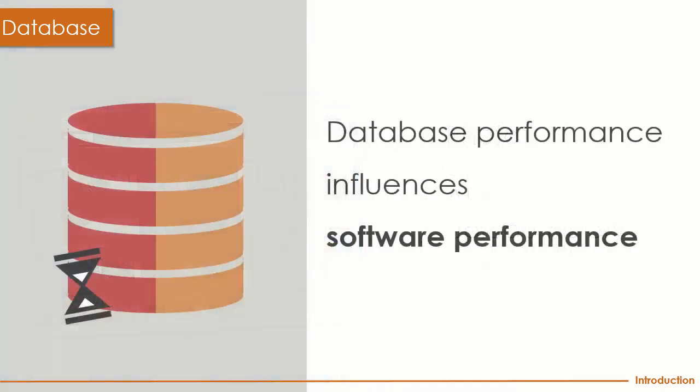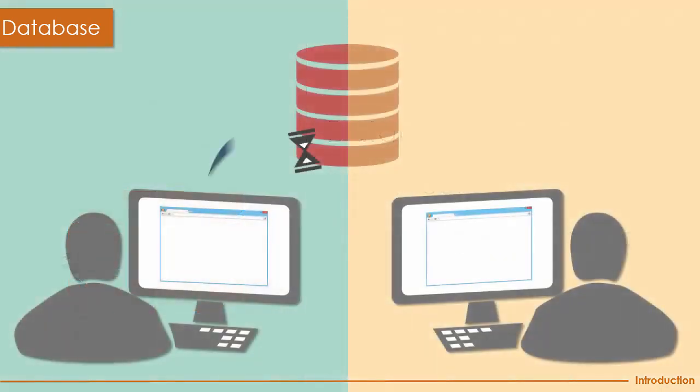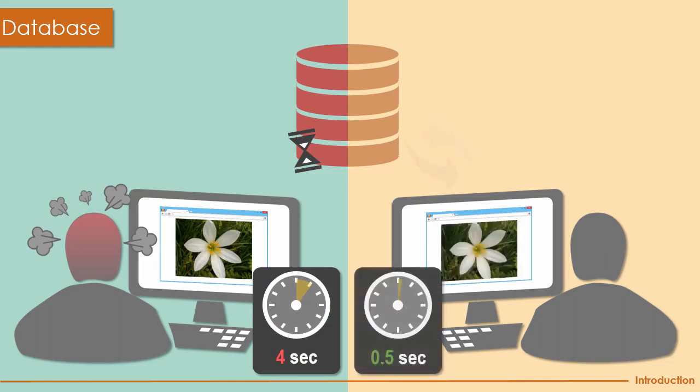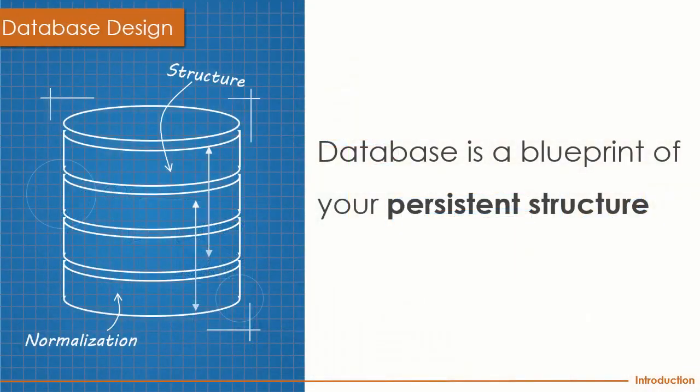The database is a key component of your software. It has a big impact on the software performance. For example, you have a system to load the photo from the database. If you have a bad database design or a badly maintained database, you may have to take a long time, say 4 seconds, to get one photo. But if you have a good database design, you can retrieve the information immediately, say just 0.5 seconds to get the photo.